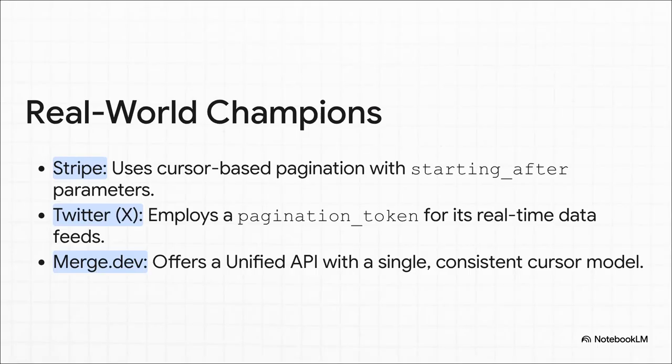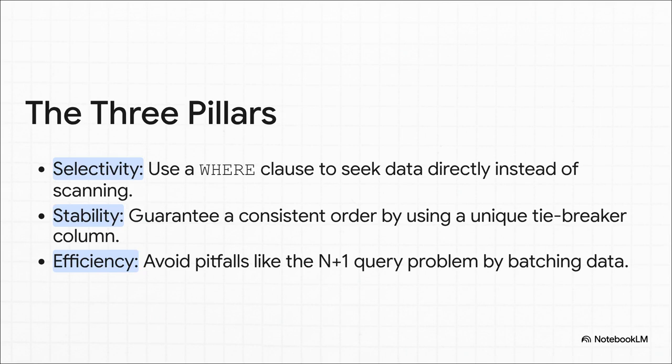And this isn't just some academic exercise. The biggest names in tech live and breathe these robust methods. Stripe's API is just a masterclass in how to implement cursors. Twitter, or X, completely relies on an opaque pagination token to handle its insane real-time fire hose of data. And then you have companies like Merge.dev who've built their entire platform around solving the headache of dealing with everybody's different pagination styles.